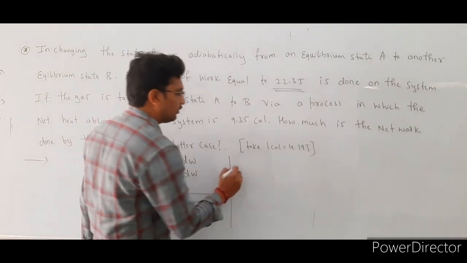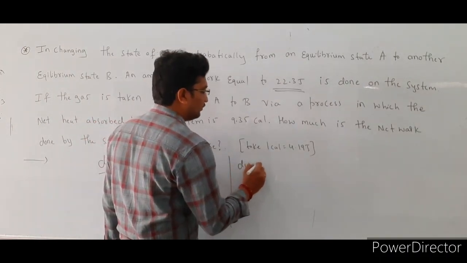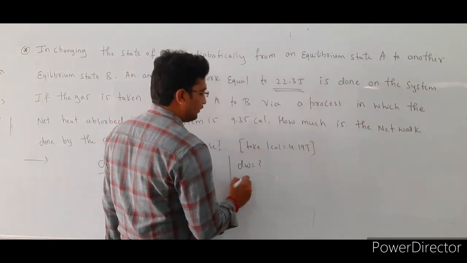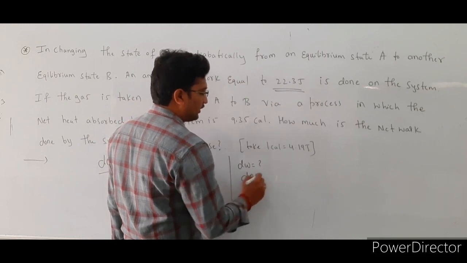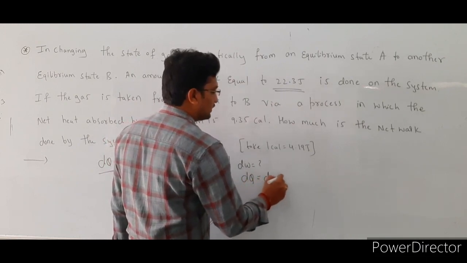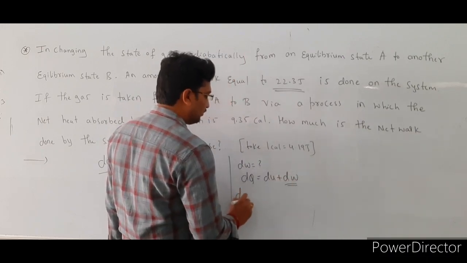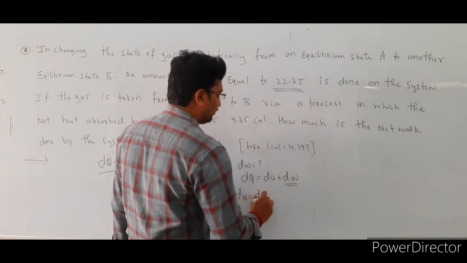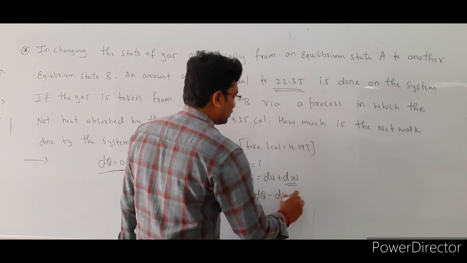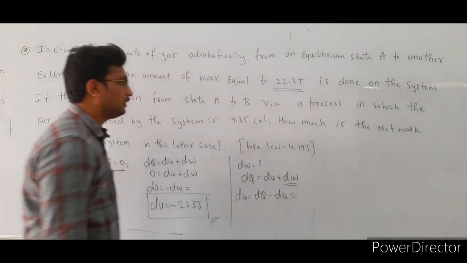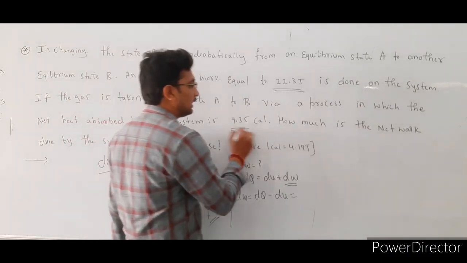So that means we have to calculate the dW value, right? Again from the thermodynamic first law, dQ is equal to dU plus dW. So here we want the dW value, that is dW is equal to dQ minus dU. So what is the dQ value here? They are given the dQ value is 9.35 calorie.